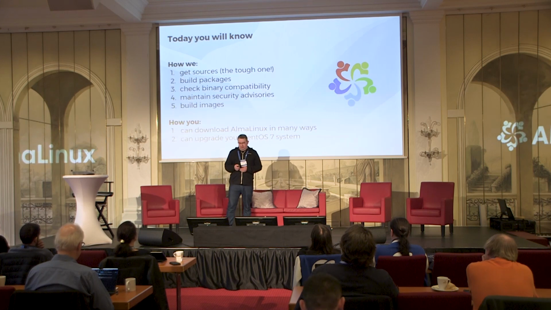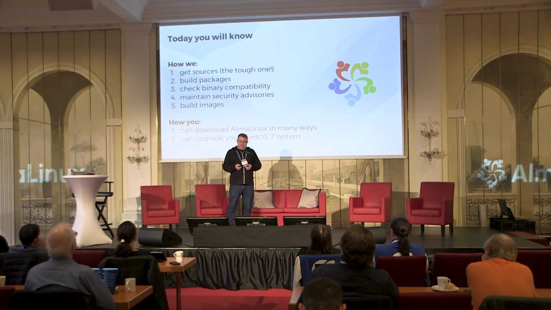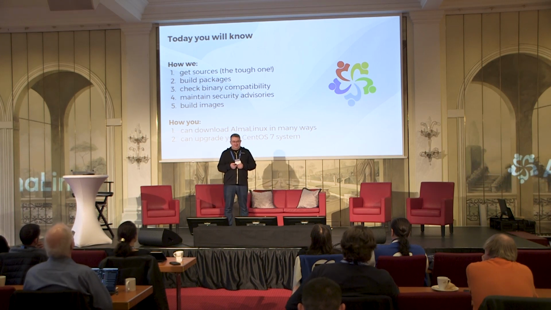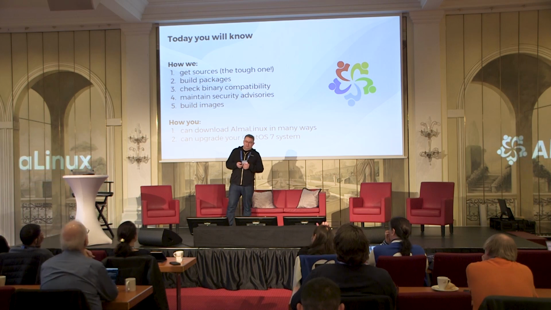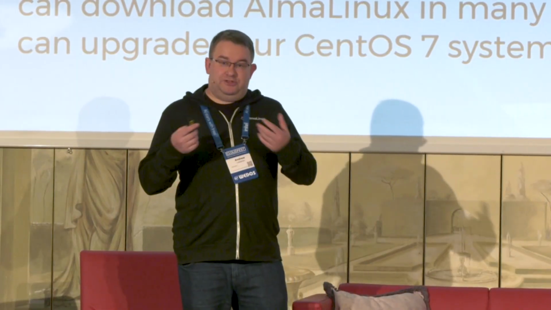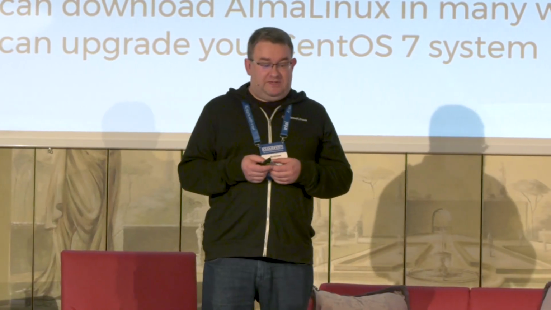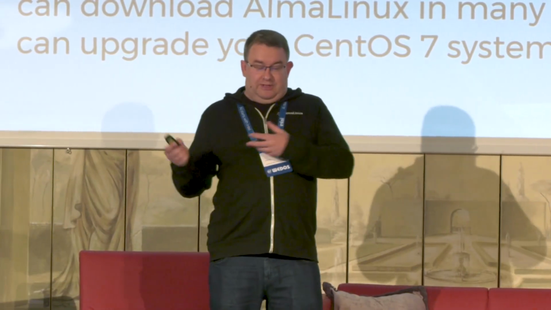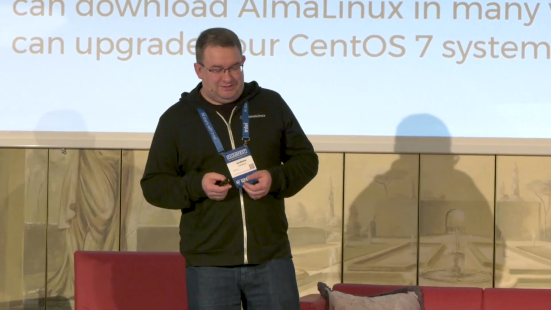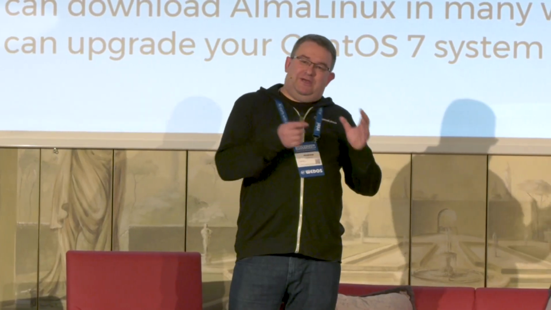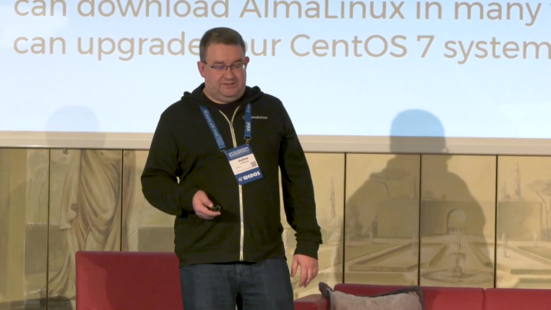So, our plan for today. How we get sources. This is not easy anymore, unfortunately. How we build these packages. How we check that we're binary compatible. How to maintain security advisories, and how we build all kinds of images, because we have a lot of them, and how you can download AlmaLinux in any way. Obviously, it's not only ISO images. And how you can update your CentOS 7 system to AlmaLinux if it's necessary.